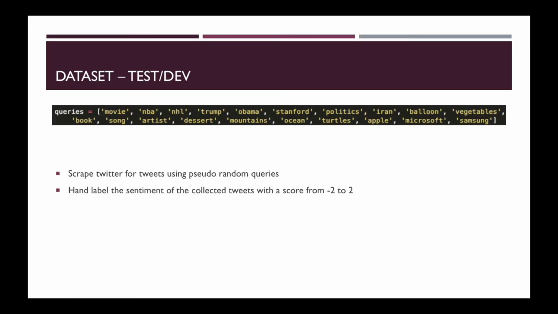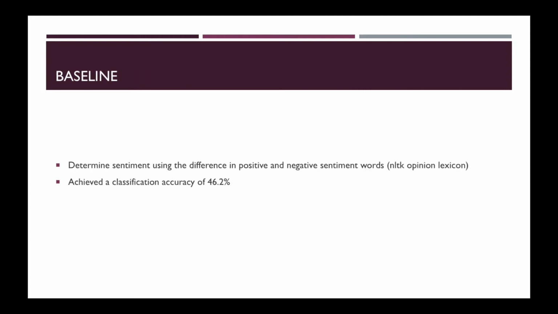The test and dev sets were obtained by scraping Twitter with pseudo-random queries. These tweets didn't necessarily contain any emojis. These 500 or so tweets were then hand-labeled, also with sentiment scores ranging from -2 to 2.